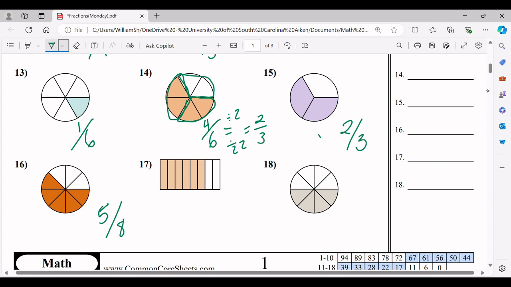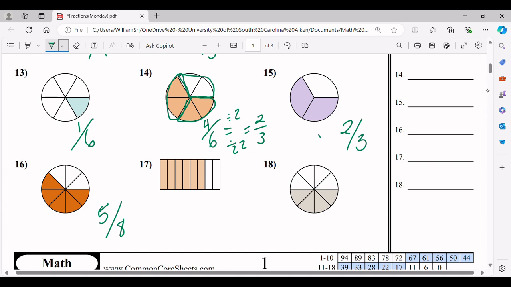Now, here's where looks can be deceiving, because 14, 15, and 16 look very similar in the amount shaded. But is 5/8 the same thing as 2/3 or 4/6? It is not. Some of these fractions and pieces can be very close and similar visually to each other, but not necessarily the same thing. That's why it's important to know the mathematical calculations behind them as well, so that you can tell 5/8 definitely doesn't equal 2/3, even though visually they look very close to the same thing.